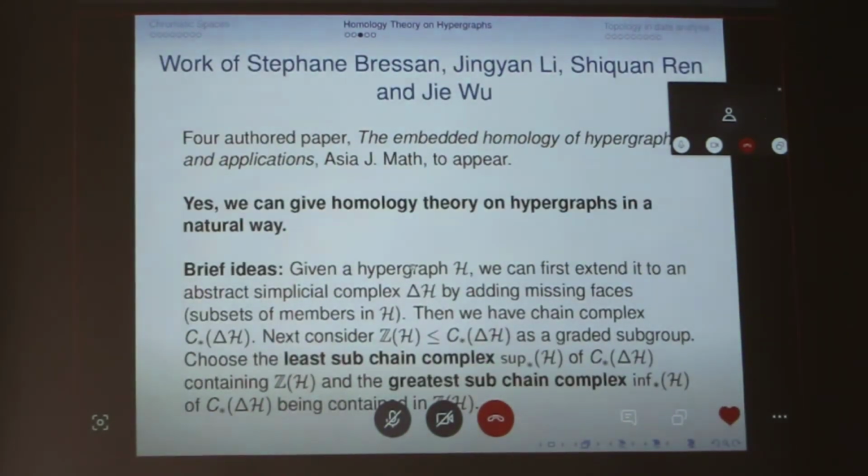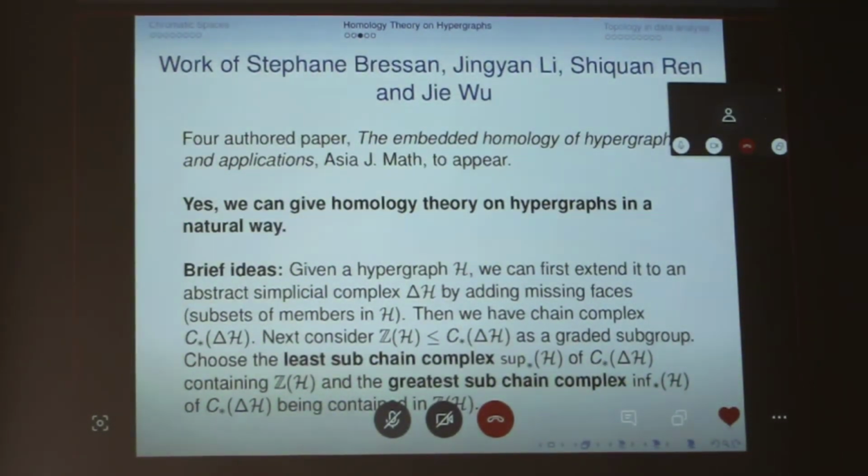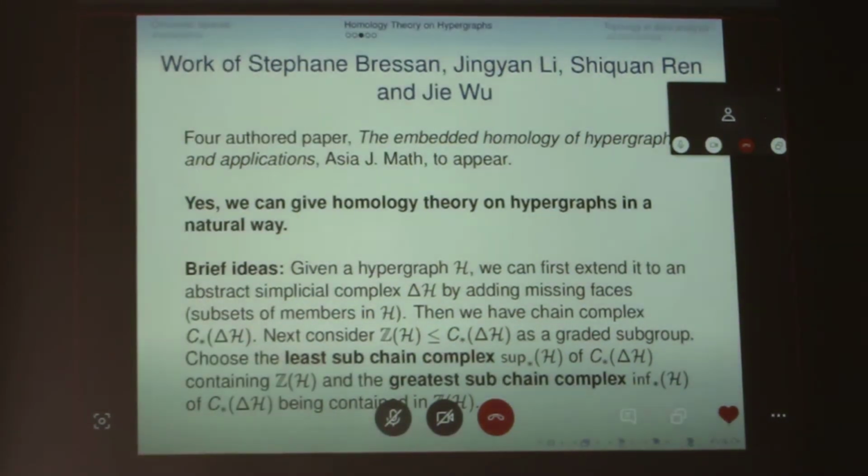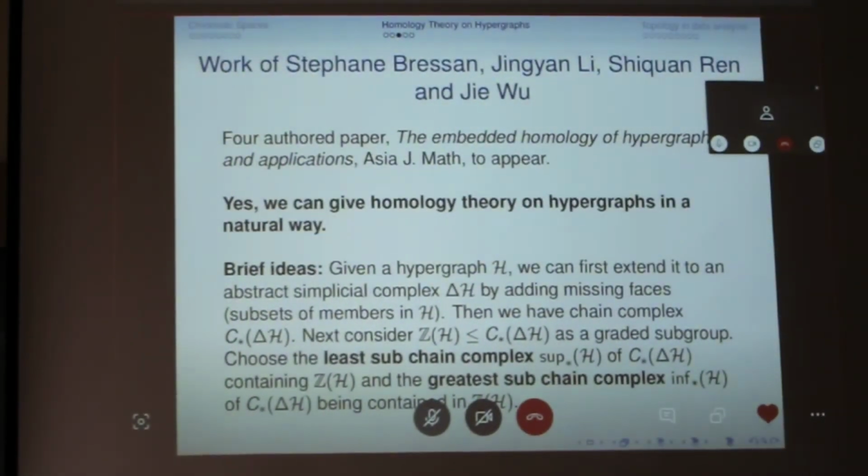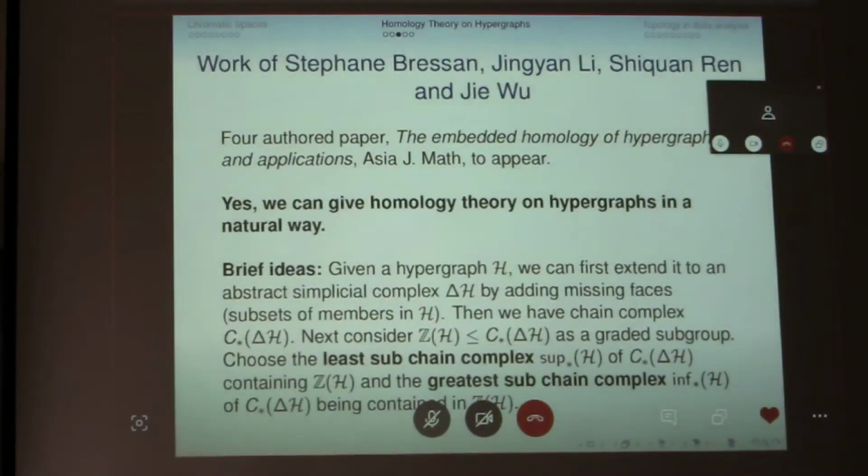So first of all, start from the hypergraph. Of course, we can get the abstract simplicial complex, just by adding back the missing faces. For a hypergraph, talking about a simplicial complex is not quite right, but let's be patient a little bit. For a simplicial complex we already have a chain complex, the usual one. So we have the chain complex.